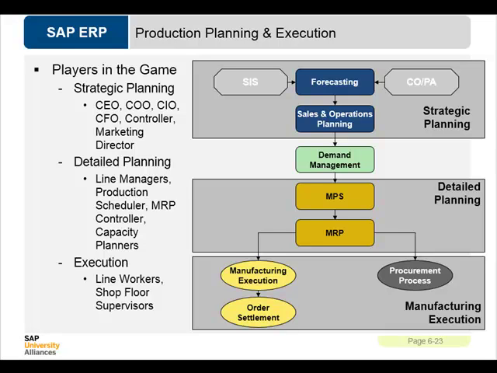At the execution level now, these are the people who actually carry out execution or carry out production. That's when you have the line workers, the shop floor supervisors, and so on.